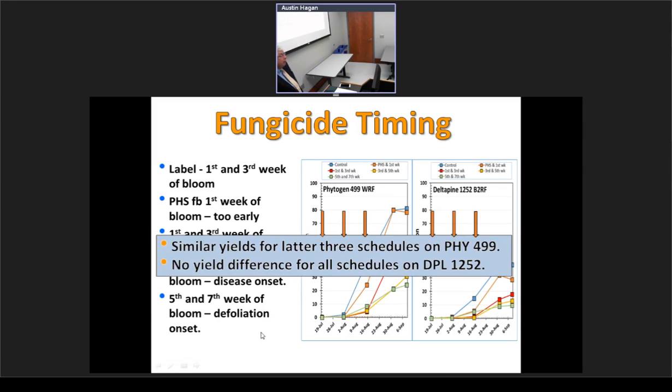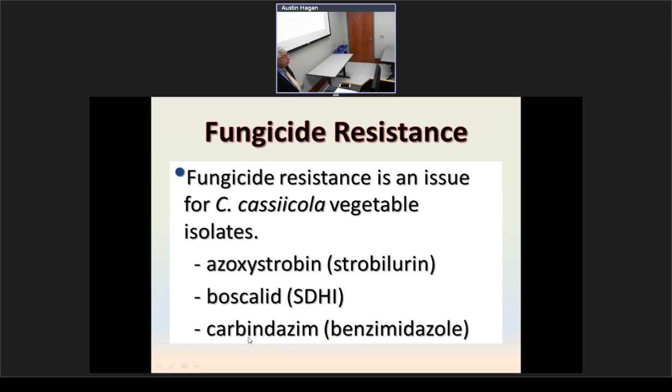But when you look at the yields, on Phytogen 499, even though there was more defoliation on that first and third week in bloom, they all had the same yield response. And it turns out on the 1252, there was no difference in yield among any of the treatments, including the non-treated control. So that's still something we need to work on.